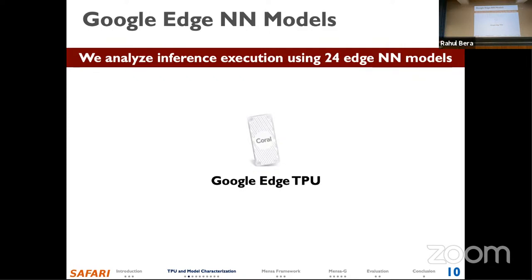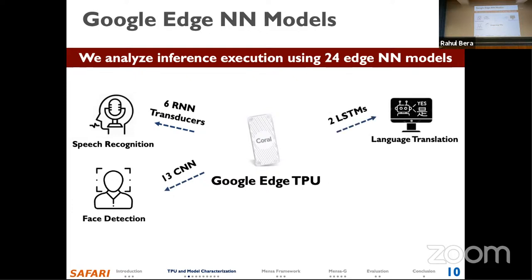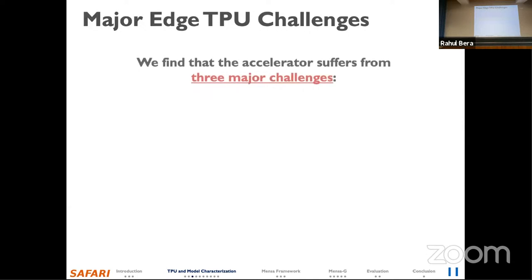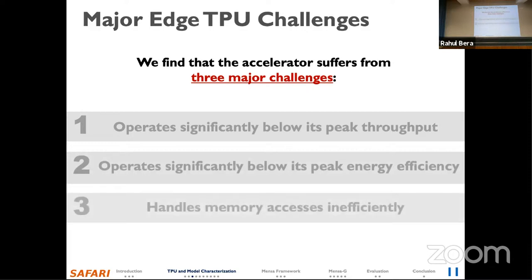We also took 24 different edge neural network models from Google to do this profiling. Those models consist of six recurrent neural network transducers, which again are used for speech recognition, 13 convolutional neural networks used for face detection, two LSTMs used for language translation, and three recurrent convolutional neural networks, which are used for image captioning. After doing some extensive profiling, we identified that the accelerator was suffering from three main challenges when running these 24 different Google models. The accelerator was operating below its peak throughput, it was also operating below its peak energy efficiency, and it was also handling memory access quite inefficiently. I'm going to break down each one of those problems next.